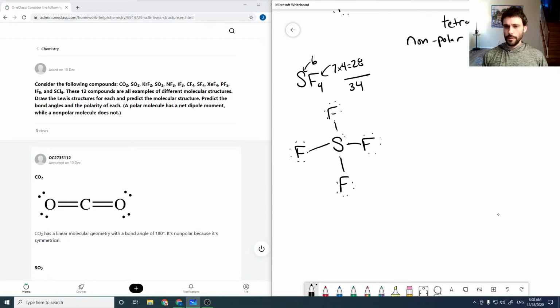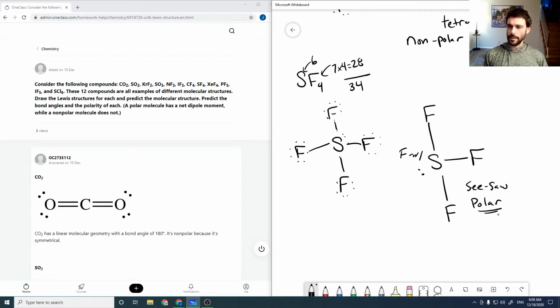So this guy is going to be something like this, where that's going into the page, and I have this lone pair coming out of the page. And so this is a seesaw structure. It will be polar due to non-cancellation of our dipoles.